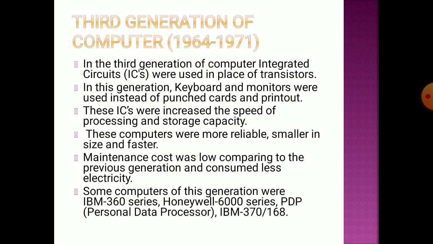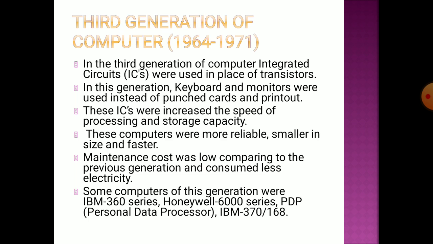The transistors were made smaller in size, and we placed all the hundreds and thousands of transistors into one chip, that is the silicon chip, and that is called your IC. As the size was reduced, we started to use input output devices like the keyboard and monitor rather than punched cards and printouts. Speed has increased, that is the processing speed, and the storage capacity has increased. It consumes less electricity. These are all the points you have to remember about the third generation of the computer.